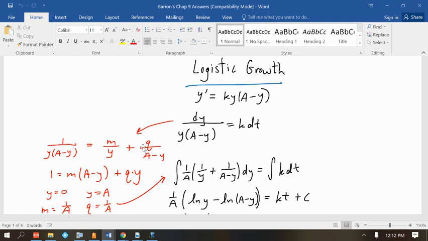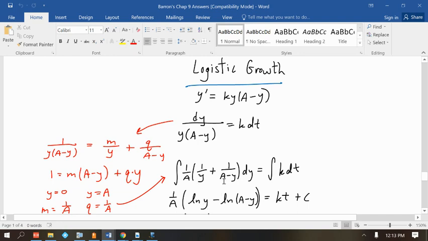So again, all this is here. And when you split it, M ends up being 1 over A, and Q ends up being 1 over A when you solve the partial fractions. So what that means is I have a common factor of 1 over A. So I have 1 over y plus 1 over A minus y, and this common factor of 1 over A, I just leave out front. So M and Q are the same thing. Now, what is the integral of dy over y? It is ln of y.